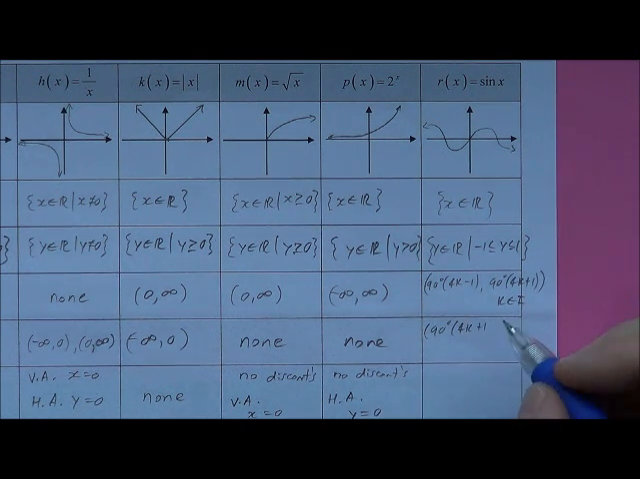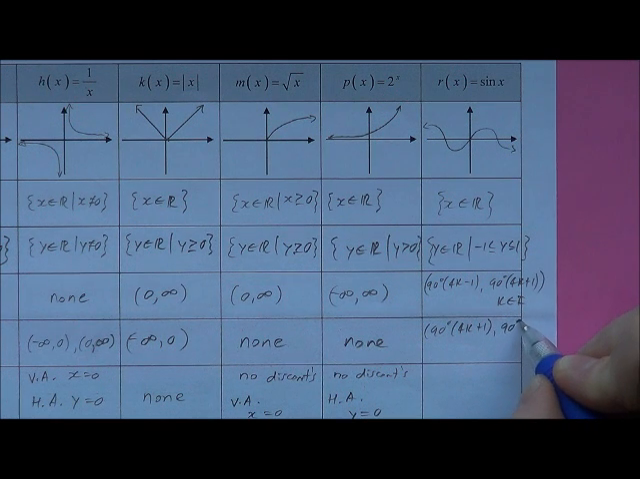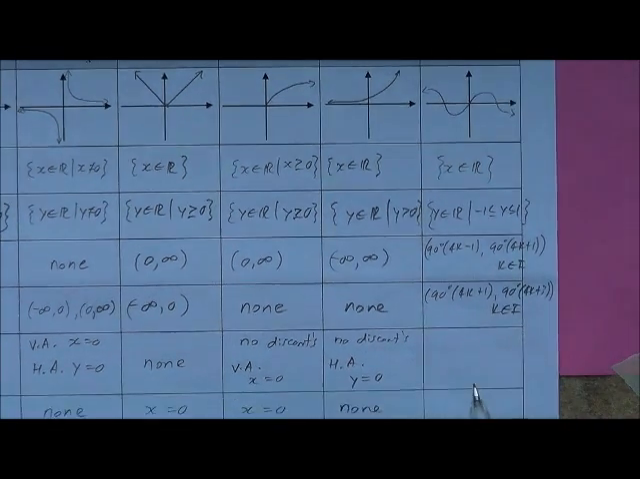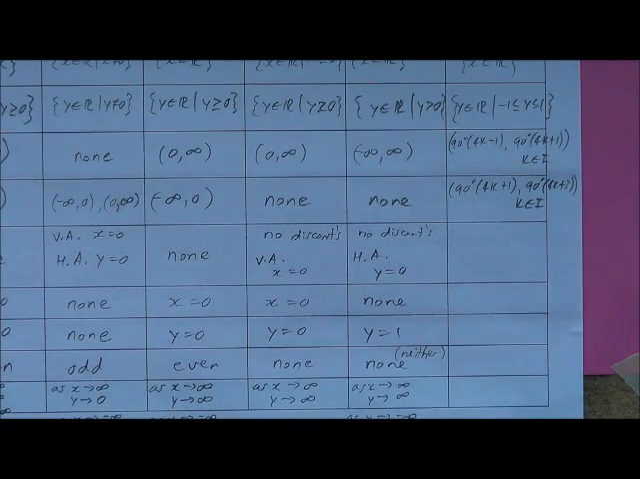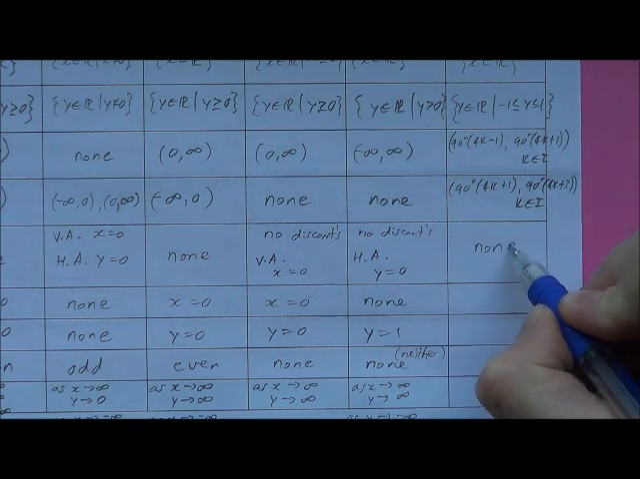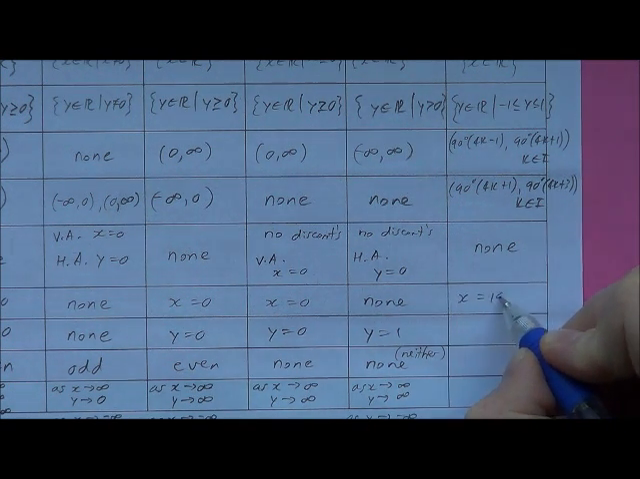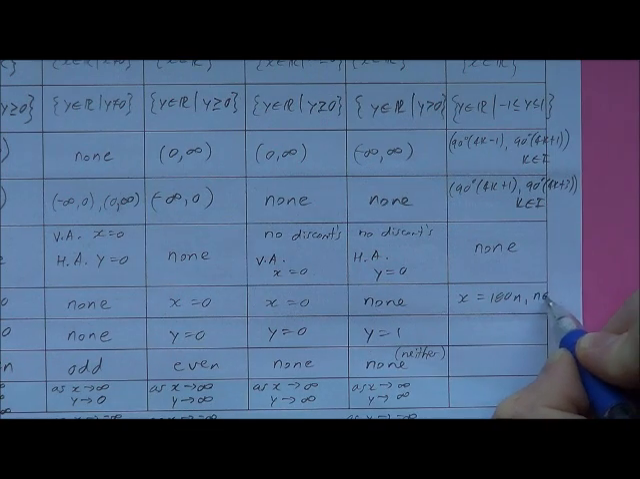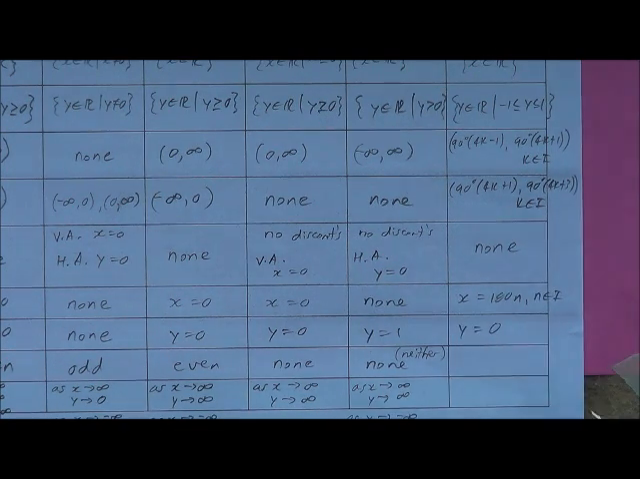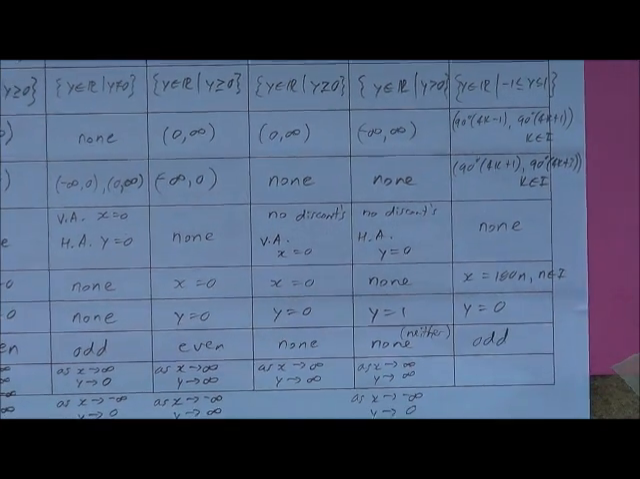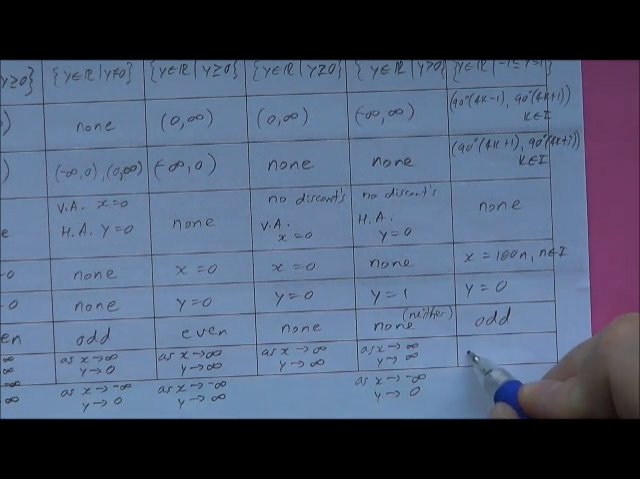Intervals of decrease is 90 degrees times 4k plus 1 to 90 degrees times 4k plus 3, where k is an element of the integers also. Location of discontinuities and asymptotes, there are none. Zeros, well, x is 180n, where again n is an element of the integers. Y-intercept, y equals 0. Symmetry, that's odd. And end behavior is kind of oscillating.